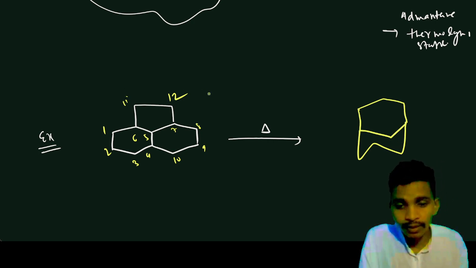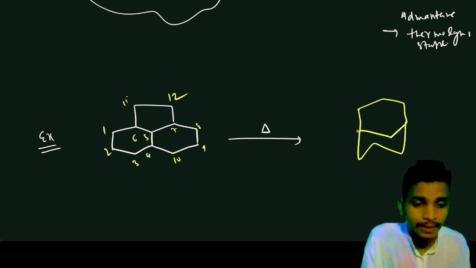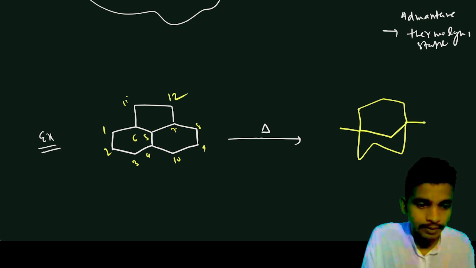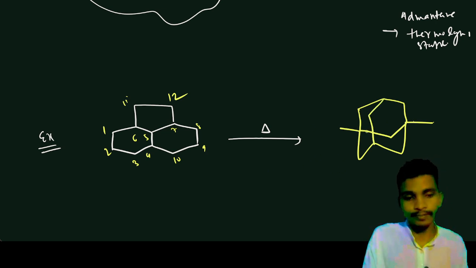After that, the remaining 2 atoms will form the substituted product at the bridgehead positions. It means that one will be here, another will be here. At the bridgehead positions they will form like this.